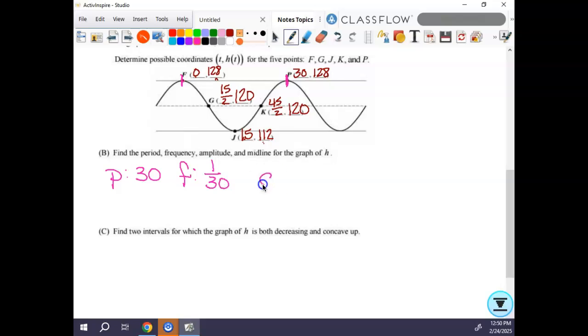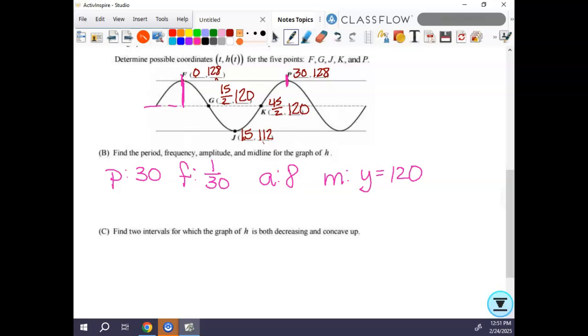Then the amplitude. What's the amplitude here? This dotted line is my midline, right? It actually tells me that in the question. So what's this distance? 8. It's the minute hand itself. And then the midline is y equals what? 120. It's the y value right there. Okay. What questions you got? We all good so far?